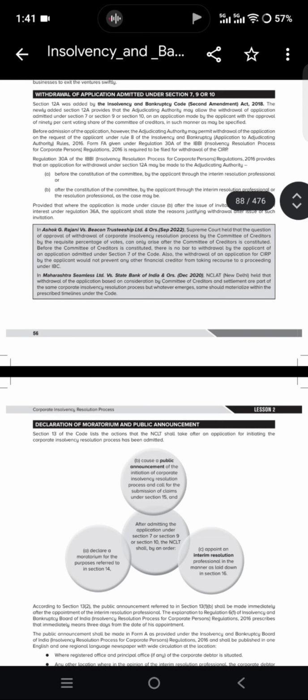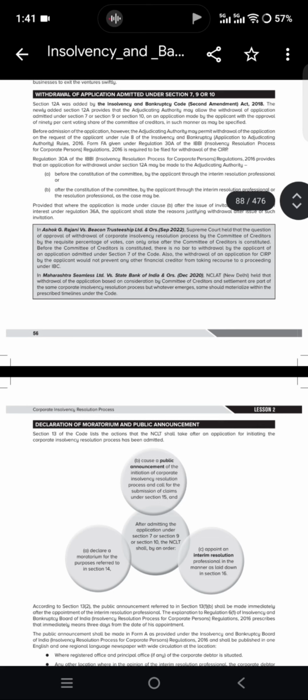Declaration of moratorium and public announcement. Section 13 of the Code lists the actions that NCLT shall take after the application for initiating the CIRP has been admitted. First, declare a moratorium for the purpose of Section 14. Second, cause a public announcement of the initiation of CIRP and call for submission of claims under Section 15. Third, appoint an interim IRP in the manner under Section 16. After admitting the application under 7 or 9 or 10, the NCLT shall order these 3 things.